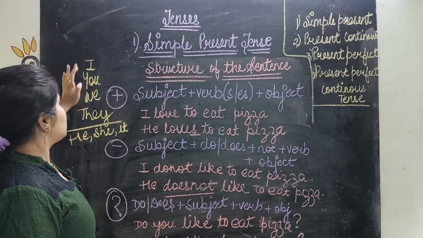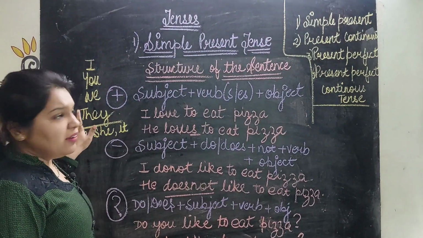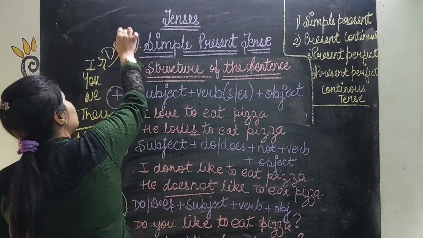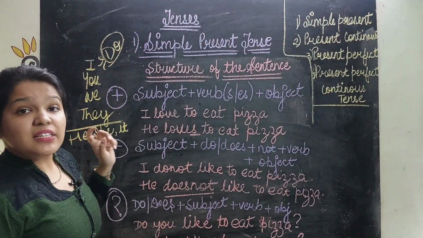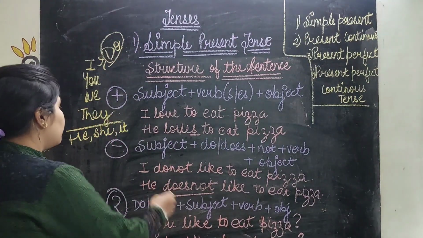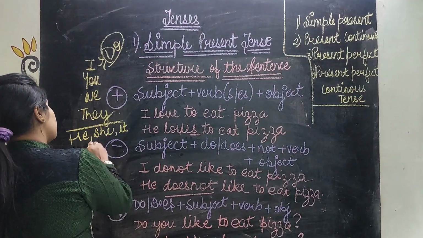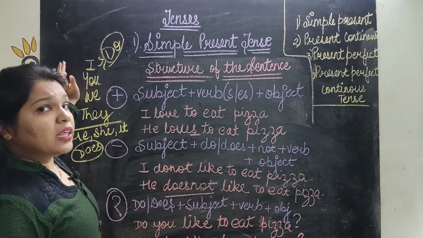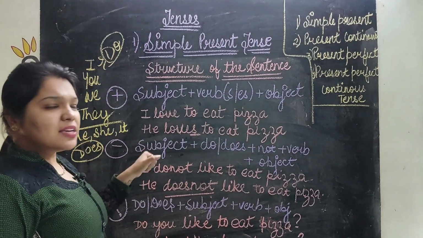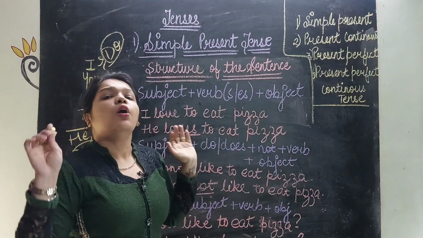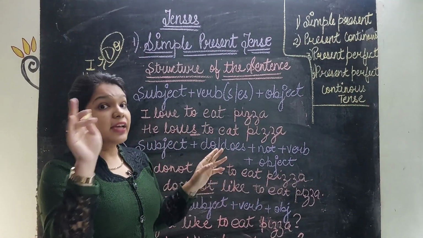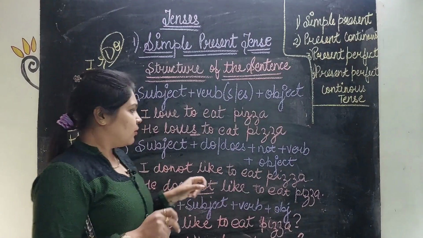If the subject is I, you, we, they, we will add do. What will we add? Do. If the subject is he, she, it, we will add does. What will we add? Does. So, I, you, we, they, do. He, she, it, does. Remember this rule always and always; it will help you a lot. Then later on you will say thank you to me.